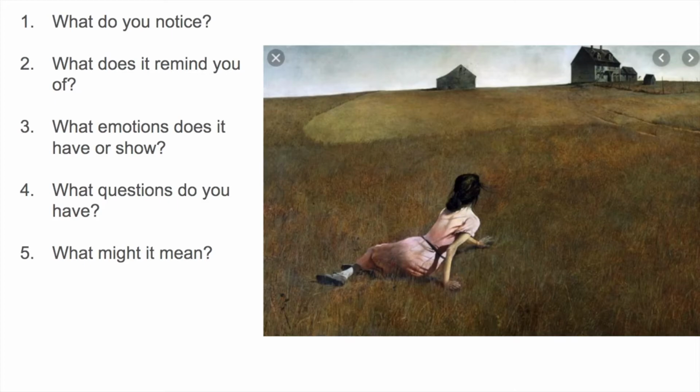Number three, what emotions does it have or show? So again, I got a tag. So the emotion that I think this art has is kind of like desperation or sadness. Now I have to give evidence. Because the way that the girl is laying in the grass, she looks kind of desperate to go to the house. And everything's kind of dreary and gray and brown, and it just looks worn down.